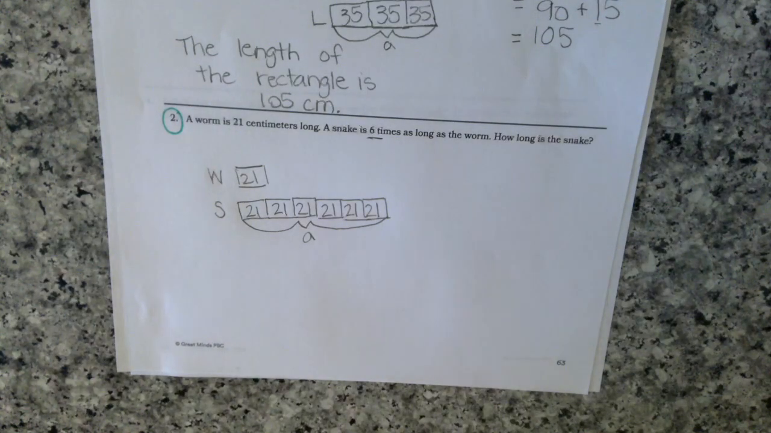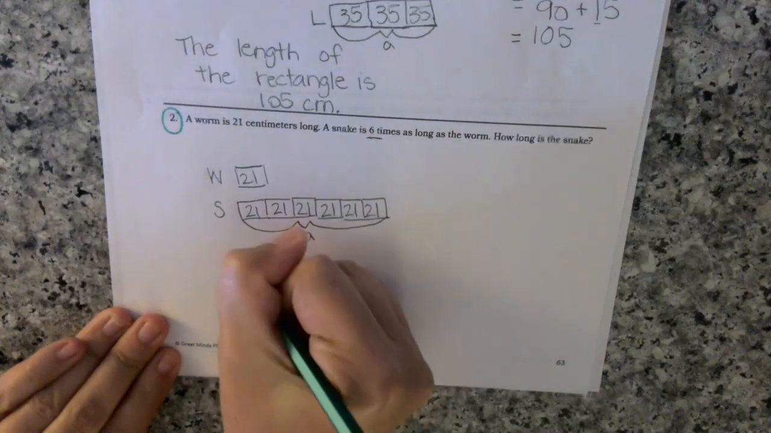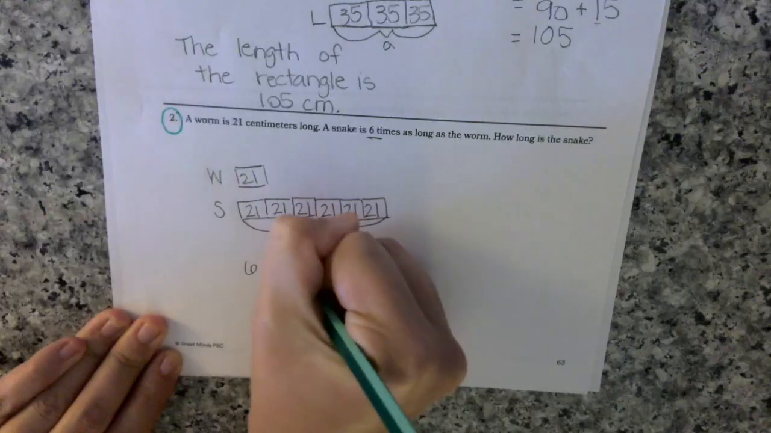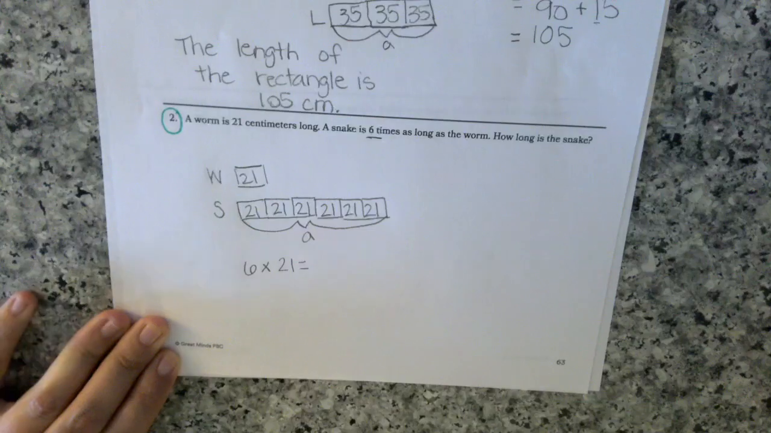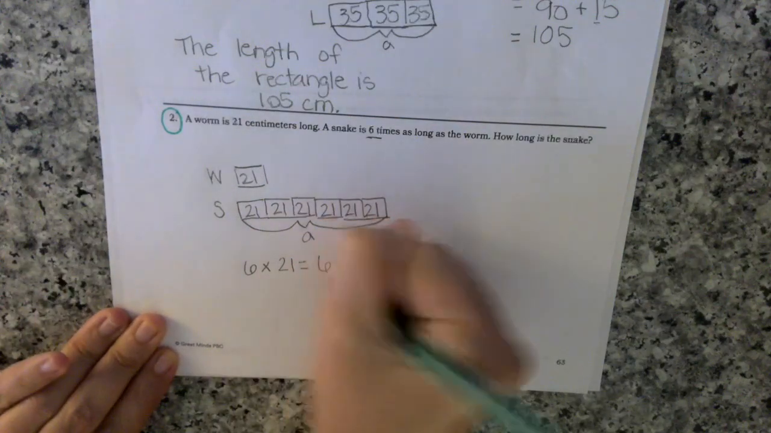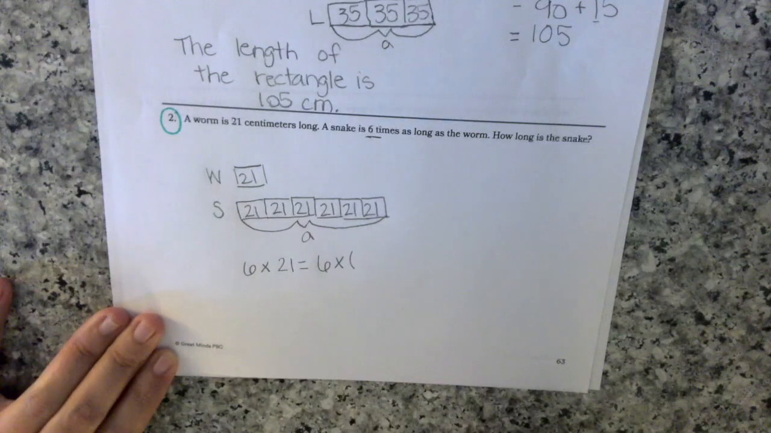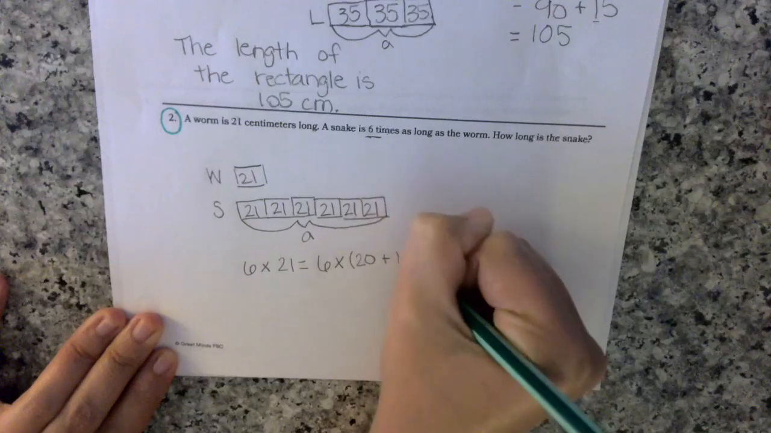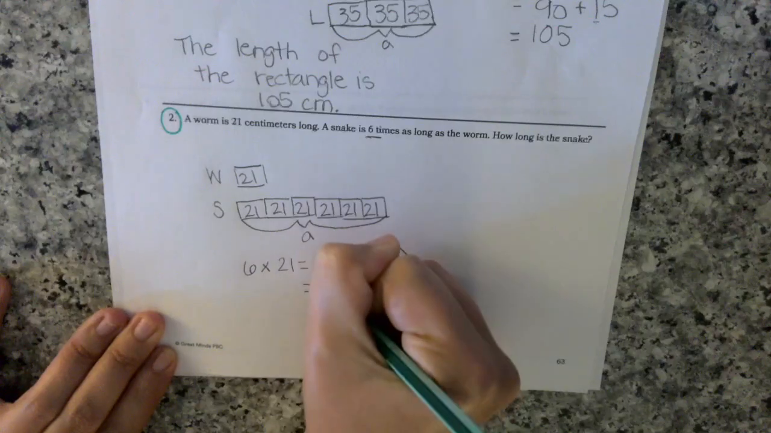So now I want to think about the equation that I will use to solve this. Well, I'm going to think about my groups. 6 groups times 21 in each group. So 6 times 21. Again, I'm going to use the distributive property. So I know I've got 6 groups, and I'm going to break apart 21 into the 10s and 1s. So 20 plus 1. And now I can start distributing that 6.